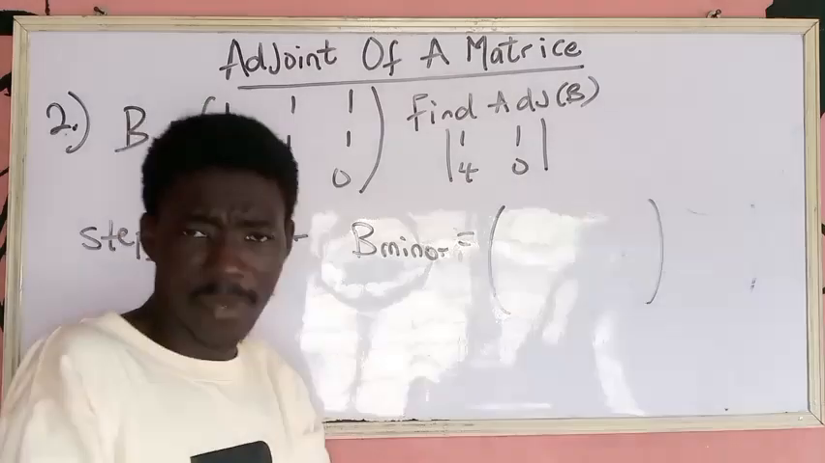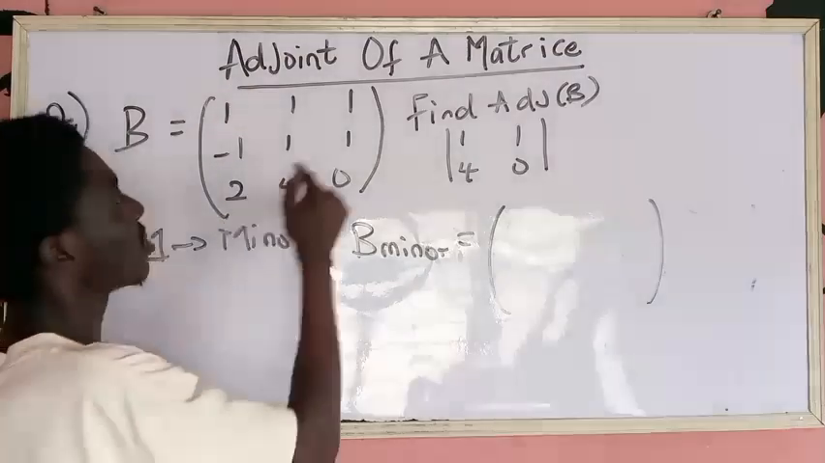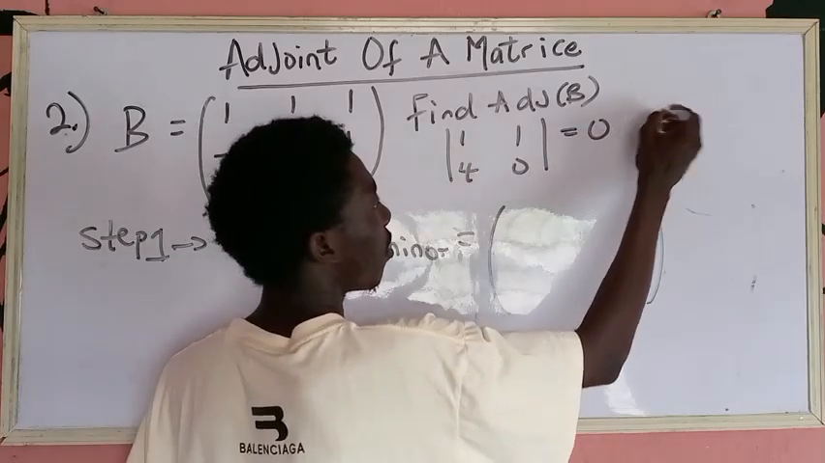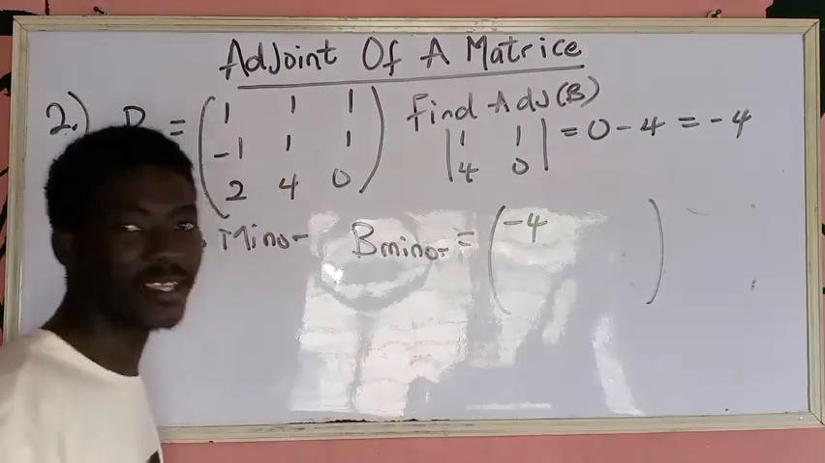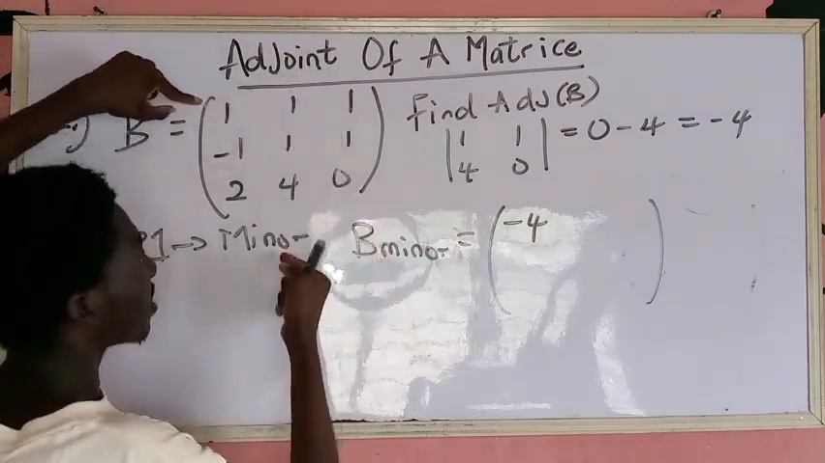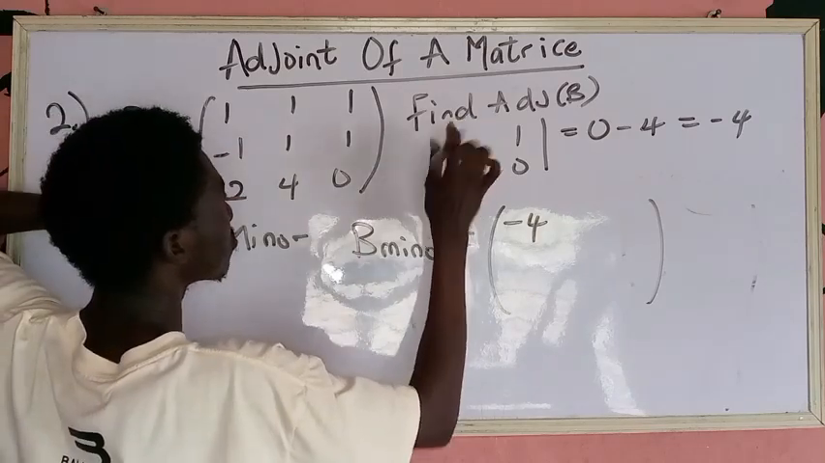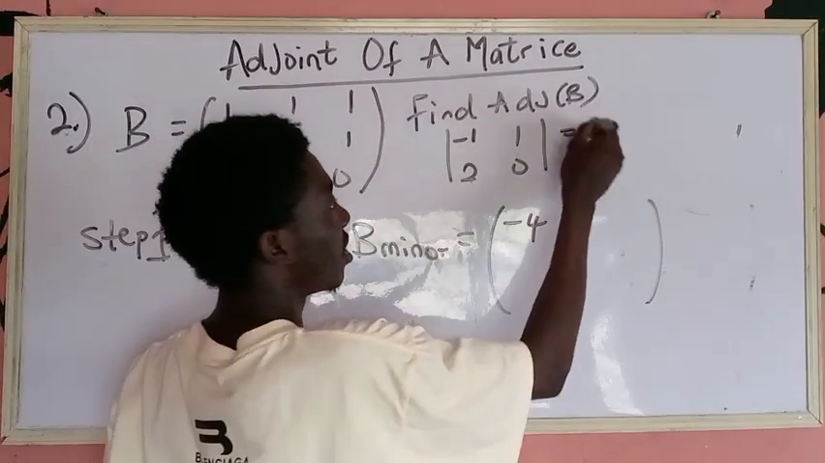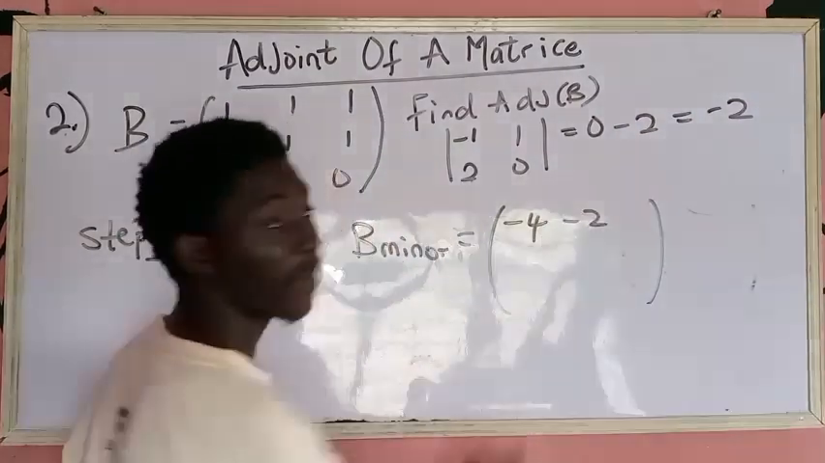So anytime you block out the column and row, you have the remainder, which is this. Block out this, and you're left with this. 1 times 0 is 0. 1 times 4 is 4. Then I subtract it. That is -4. So here is -4. Next one, 1: block out this column and this row. I'm left with -1, 1, 2, and 0. This and this is 0. This and this is 2. I subtract it: -2. The -2 here.